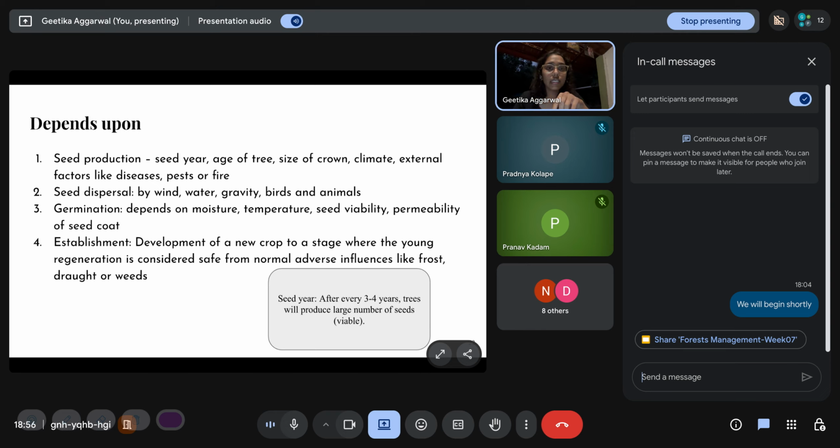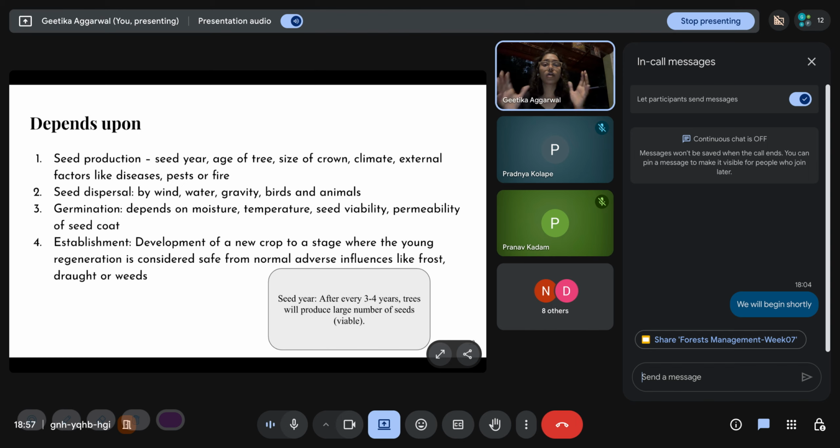So you can wait for seed year, and you can basically harvest your crop just before seed year. So that in the seed year, the mature trees that you leave behind can produce a high number of seeds, and then there are higher chances of your forest getting regenerated. What is the age of the tree? So if, as we said, it should be not too young, not too old. If it's a good mature tree, it can give more seeds.